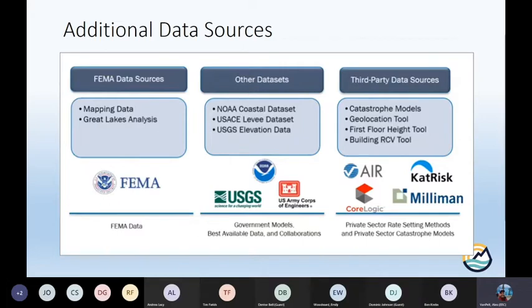That's coming from CoreLogic. So there's a lot of different data sources that FEMA's trying to pull from to give themselves a better comprehensive look at what is the flood risk for this individual site.